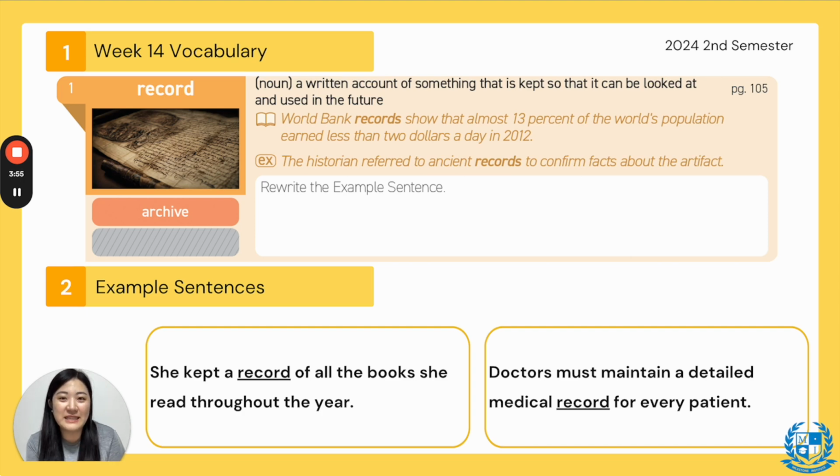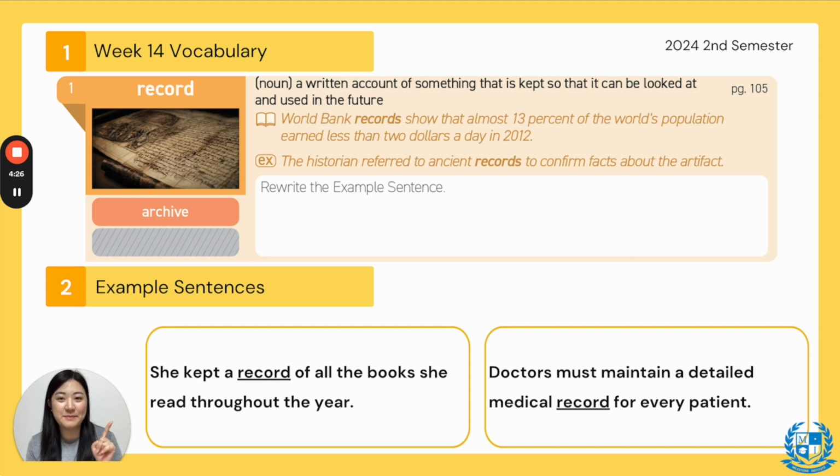In our TED Talks, it says, World Bank records show that almost 13% of the world's population earned less than $2 a day in 2012. Oh, that's very little money for people to get a long time ago. But hopefully we don't make that little money anymore. So this is saying that this record, this little paper, or their notes from before showed this statistic.